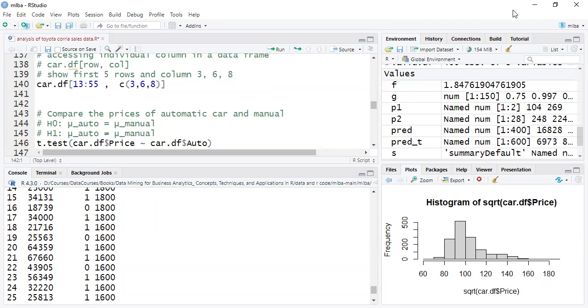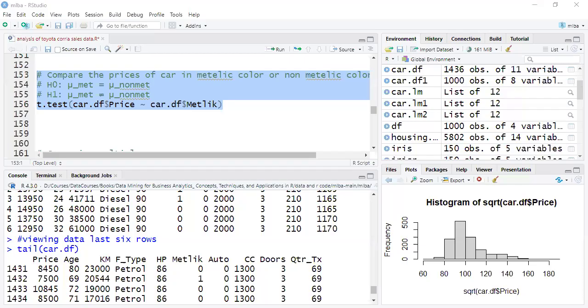Now we are going to start the second segment of procedures, and these procedures are referred to as inferential procedures. So what are the inferential procedures? Inferential procedures are basically the hypothesis testing procedures.